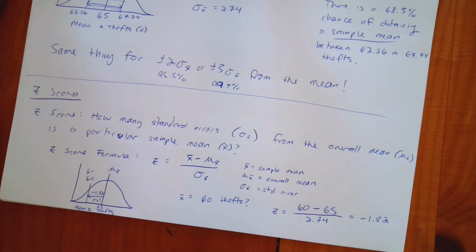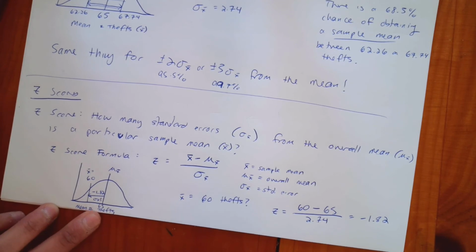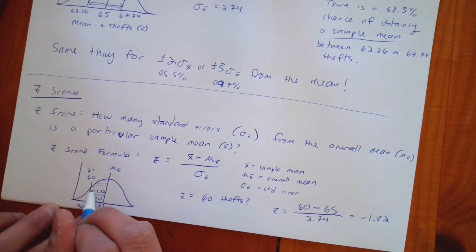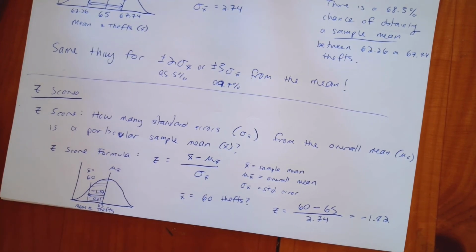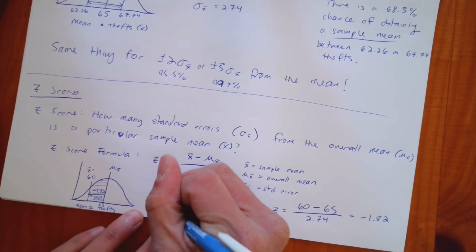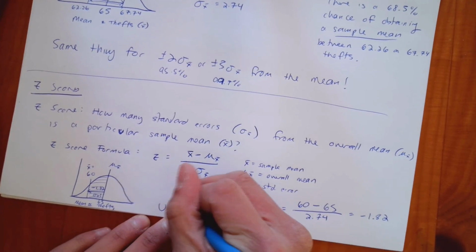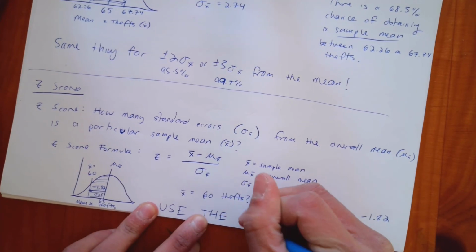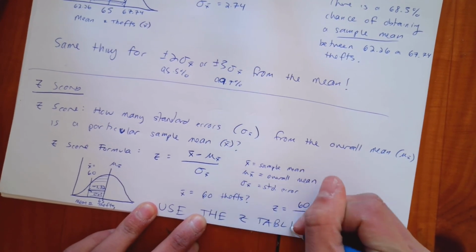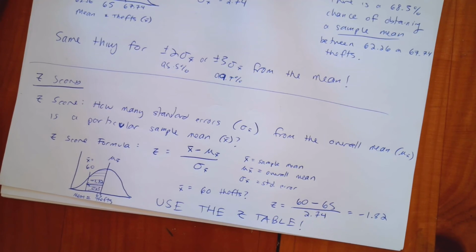Okay, so why do we care about this? Well, when you're working with a normal distribution, you can use z-scores to find the probability of getting a sample statistic that is within this range. And you can do so using the z-table, in the exact same way that you would use the z-table if you were working with a probability distribution rather than a sampling distribution.